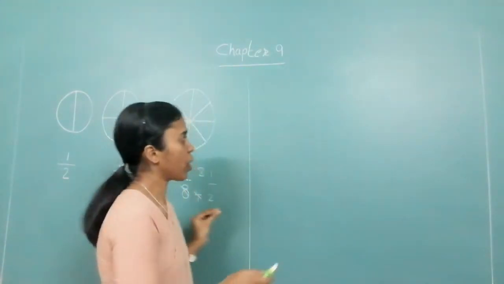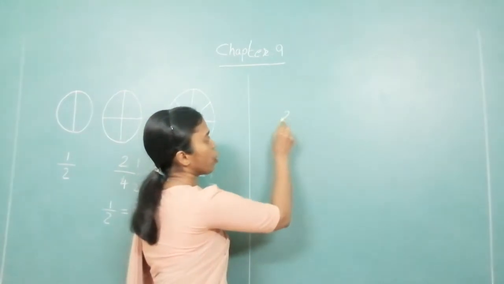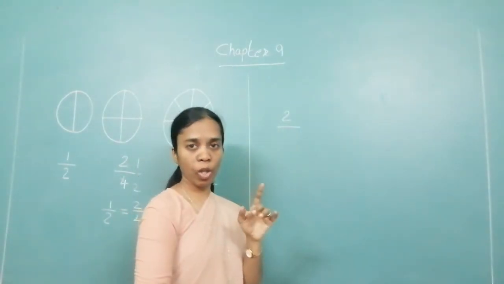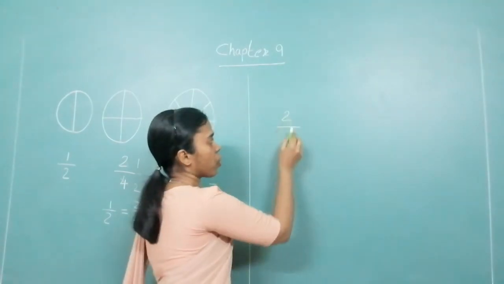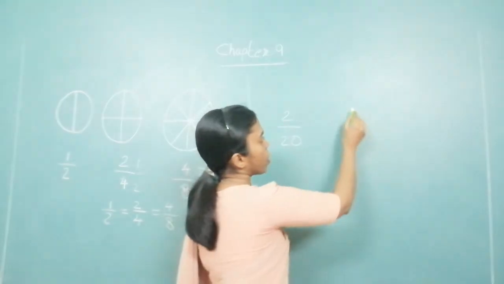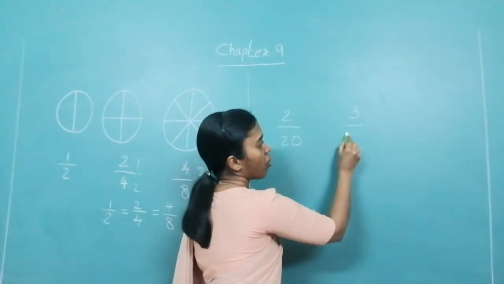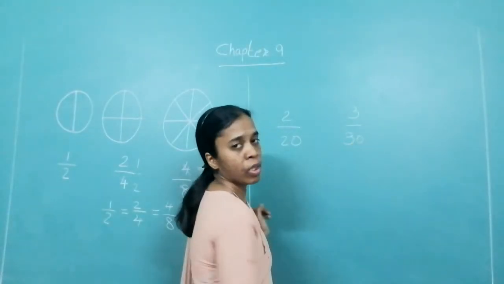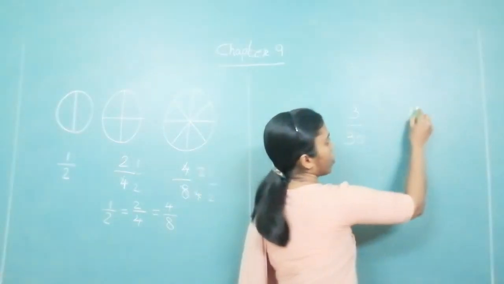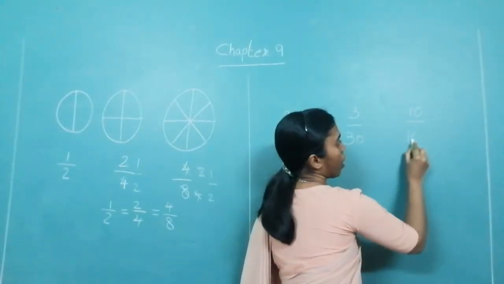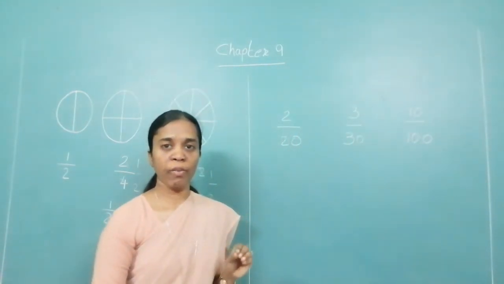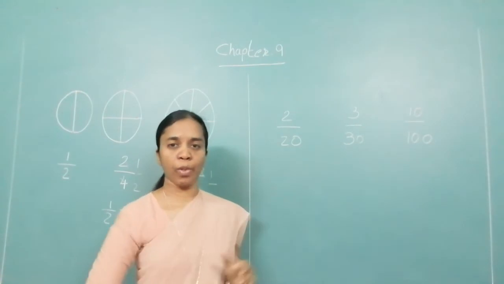Suppose you have purchased 2 notebooks. So what is the amount that you have paid? One notebook costs 10 rupees. So if you have purchased 2, how much will you pay? 20 rupees. Suppose you have purchased 3. How much will you pay? 30 rupees. Suppose you have purchased 10. So how much will you pay? 100 rupees.